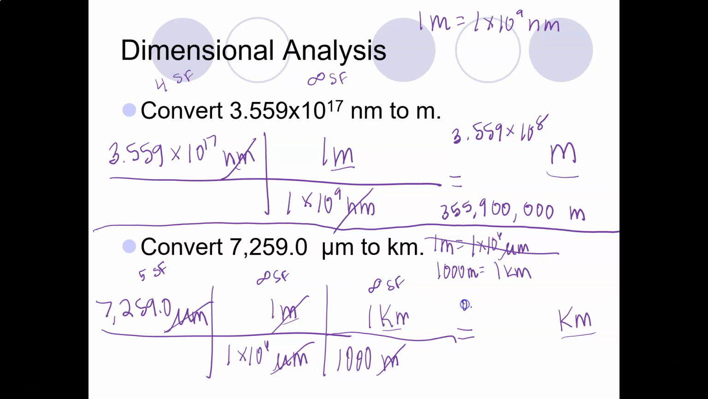So we could write it in decimal form, 0.000072590 kilometers, or 7.2590 times 10 to the negative 6th kilometers. Both of those are equally correct.